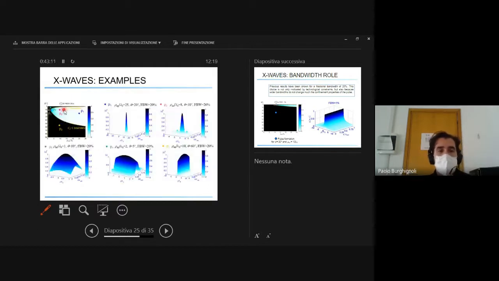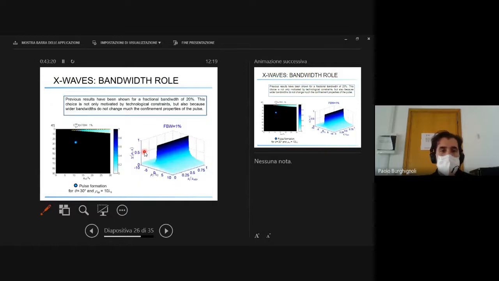However, all these results have been obtained assuming that the fractional bandwidth is about 20%. But what is the effect of the fractional bandwidth? Well, if we assume almost a Bessel beam, let's say a fractional bandwidth of just 1%, you can see that when we evaluate the figure of merit, there is only a very narrow region where you can get confinement, because a Bessel beam is confined only along the transverse direction, as you can see here. So you cannot say that the pulse is confined, because you have confinement only along the radial direction, but it's almost constant along the z direction.